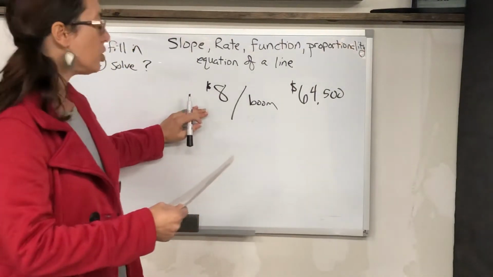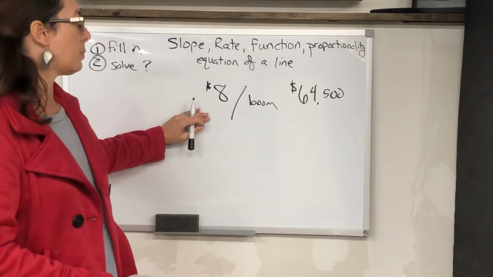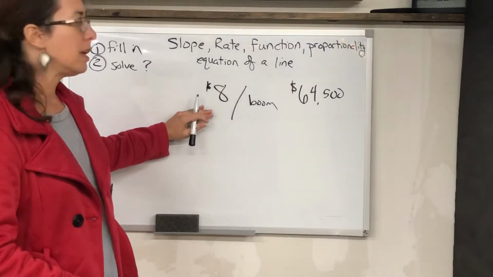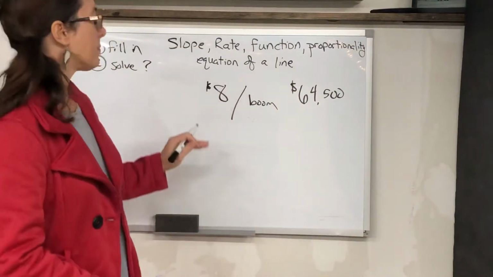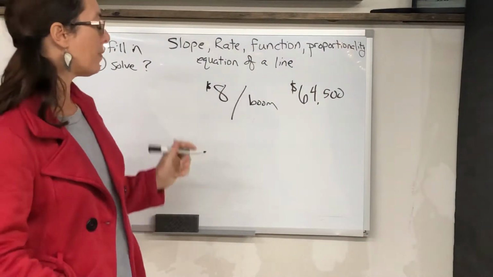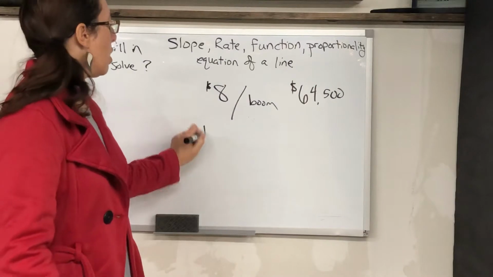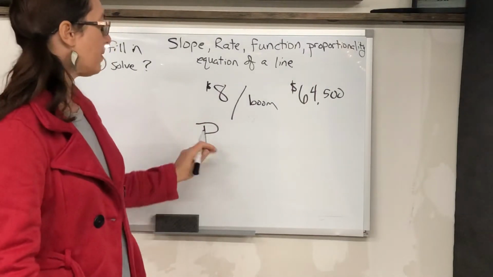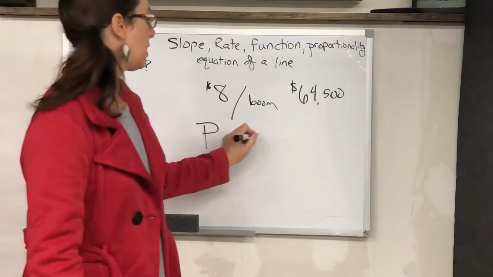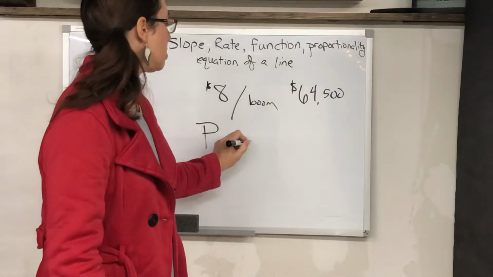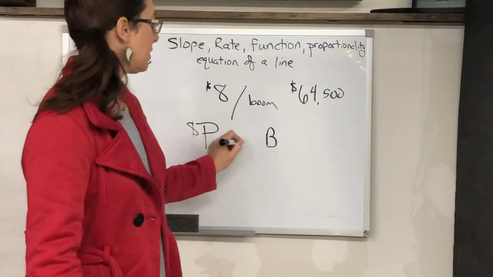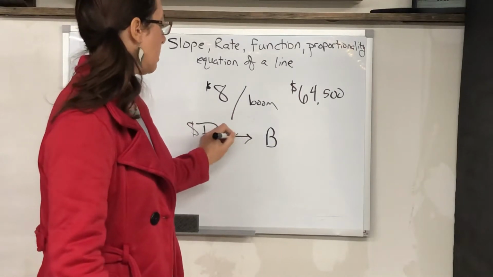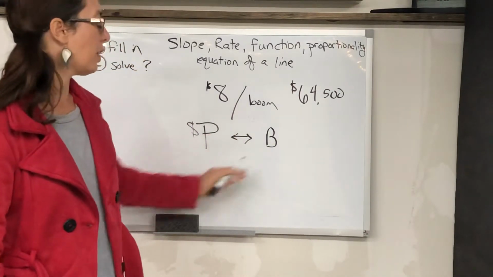So they want to know, what is the relationship of my profit between boomerangs and how many boomerangs I sell and the profit that we know. Okay, so we don't know what the profit is. We want to know what the profit is, and they're asking, what is the relationship between our profit, which is the money, and the boomerangs. Okay, so those are our two variables.